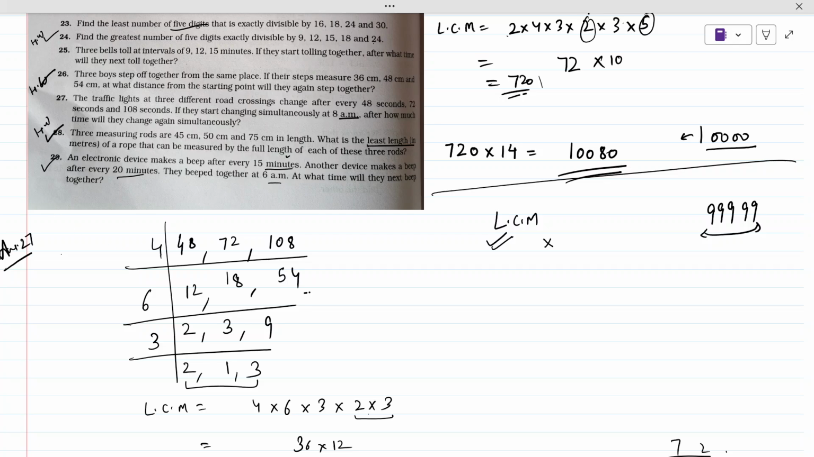So we have done all the questions based on HCF and LCM, kids, and this is the end of this chapter, HCF and LCM. And now I will see you in the next class with the new chapter.